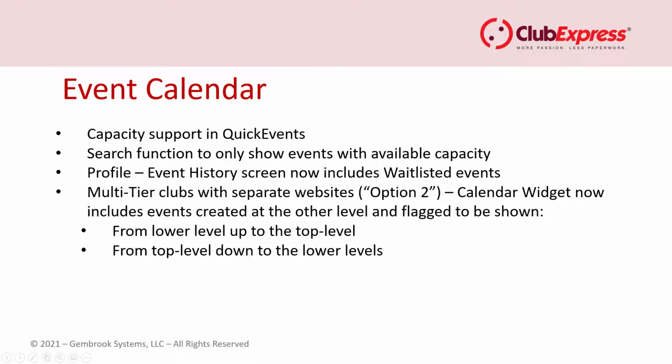We added that feature a couple of releases ago, but it turned out we never updated the upcoming events widget. So we've now done that. There is a widget that you can place on your homepage or on a custom web page that will show upcoming events. And it now includes events which were created at the other level and which are flagged to be shown. And again, that works in both directions. So if you put the widget on the top level website, it will show all the lower level events that are flagged. Similarly at the lower level website.